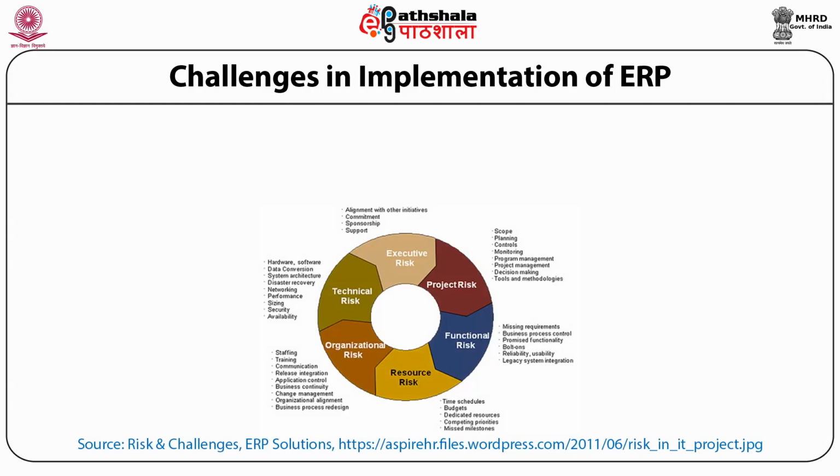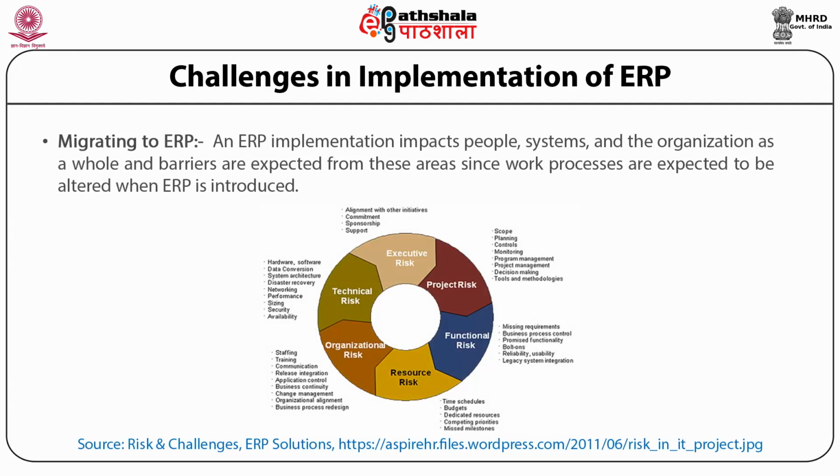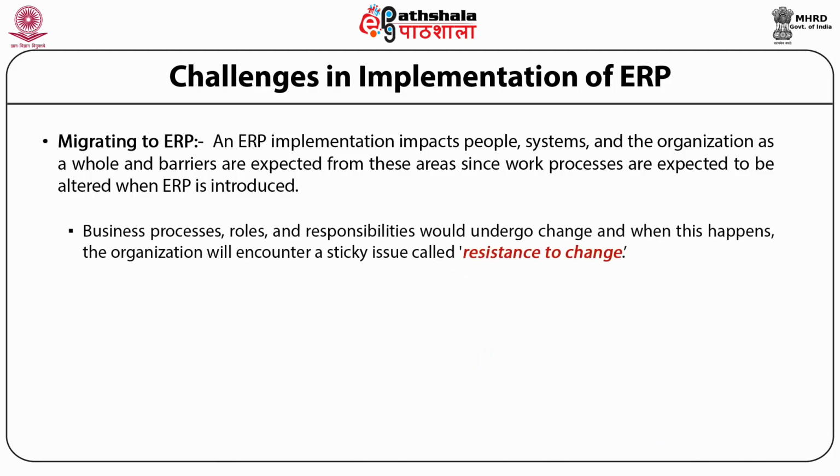Let us look at some of the challenges in implementation of ERP. The very first challenge is migrating to an ERP system. An ERP implementation impacts people, systems, and the organization as a whole. And barriers are expected from these areas since work processes are expected to be altered when ERP is introduced. Business processes, roles, and responsibilities would undergo change. And when this happens, the organization will encounter a sticky issue called resistance to change.